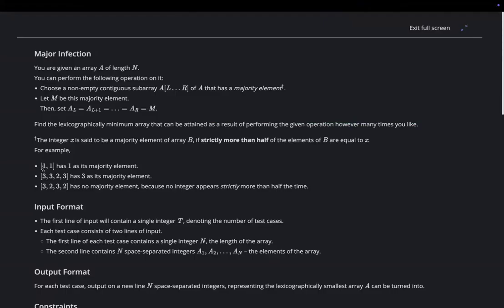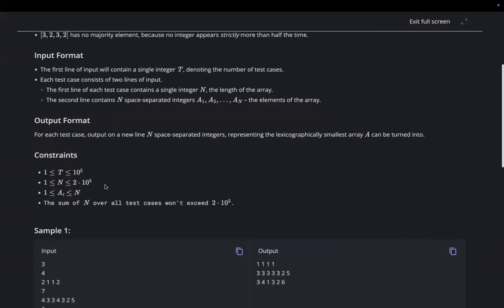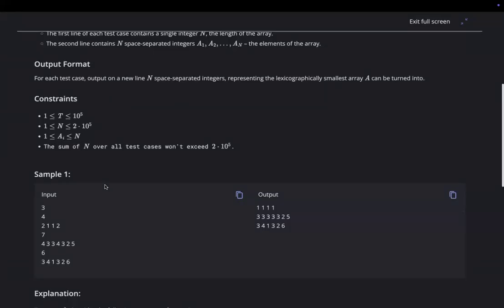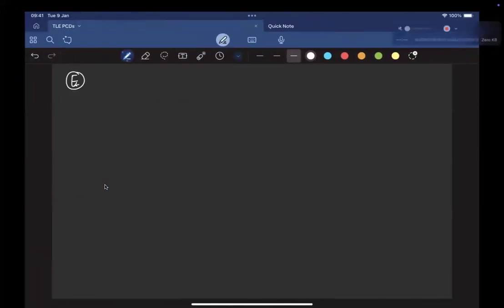And they have explained what is the majority element. Basically, an element that is coming strictly more than half of the elements of the array. So like if you have an array 1 1, then 1 is the majority element here. If you have an array like 3 3 2 3, then 3 is the majority element. But if you have something like 3 2 3 2, then there is no majority element, since both 3 and 2 are having the same frequencies. Nobody is having higher frequency than the other guy. So that's it. And let's look at the sample test cases as usual.